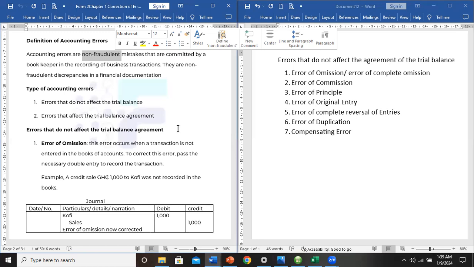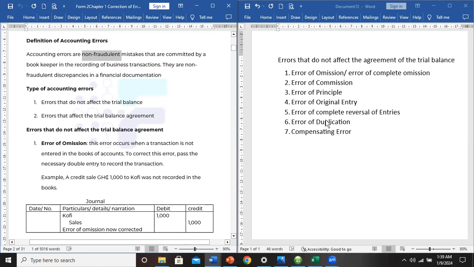And then the second type is the errors that would affect the agreement of the trial balance. So those errors, when they occur, your trial balance would not balance or agree. There will be a difference in the trial balance. And I'm sure the majority of us have encountered that when preparing a trial balance. You finish and then you see that there's a difference in your trial balance.